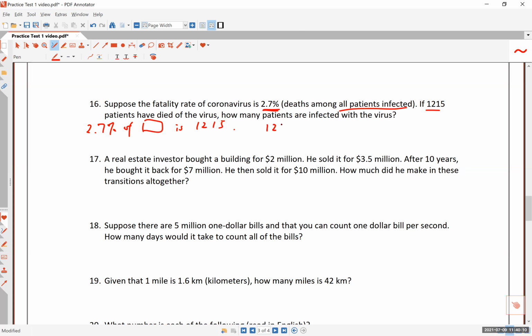So what you have to do is to divide 1,215 by 0.027, right? You have to convert 2.7% to this decimal, which is 0.027. So what's the answer to number 16? If you do this calculation, you get 45,000, and this will be your answer.